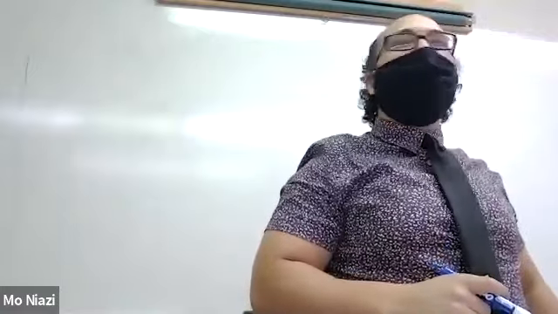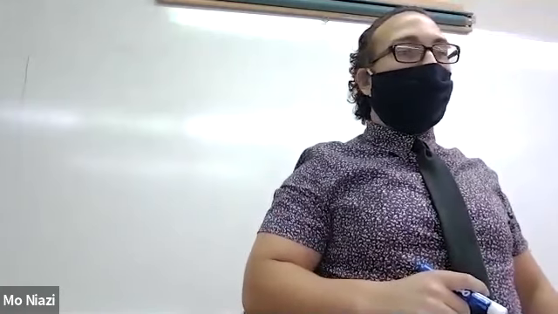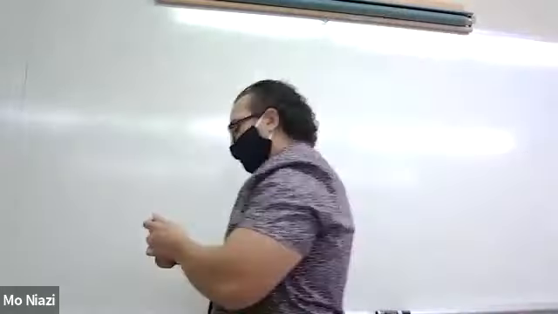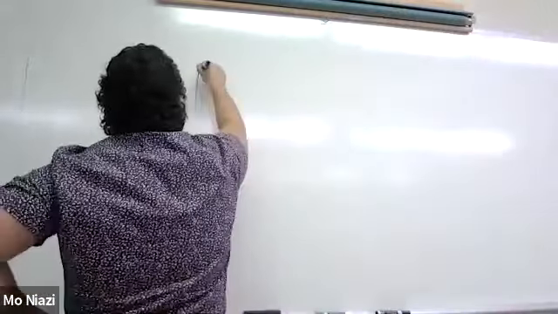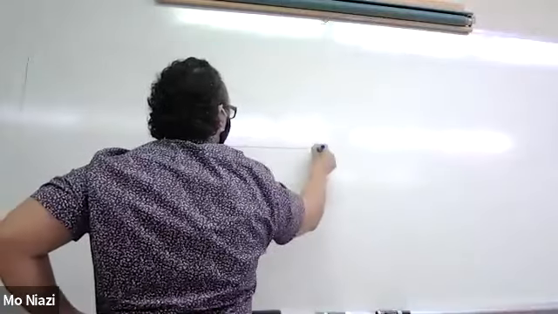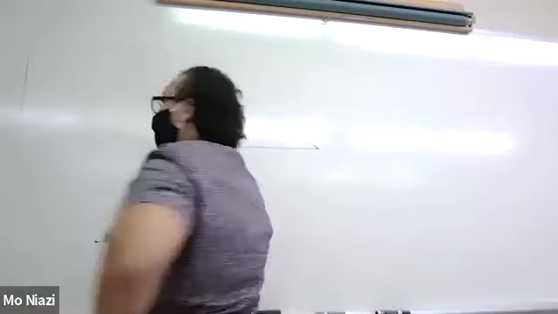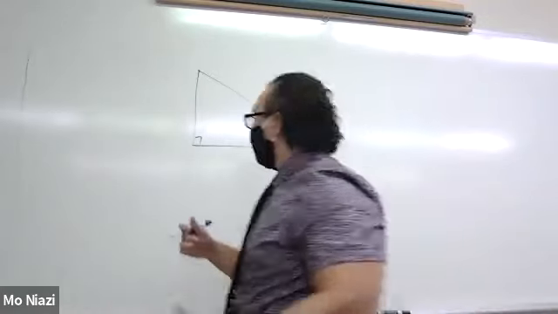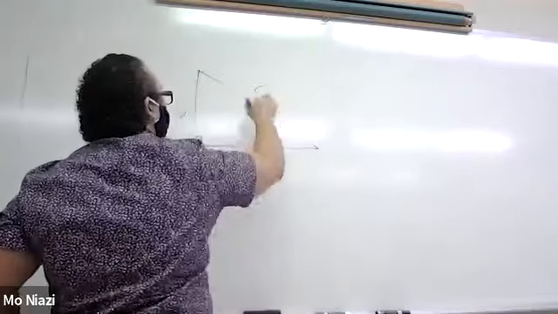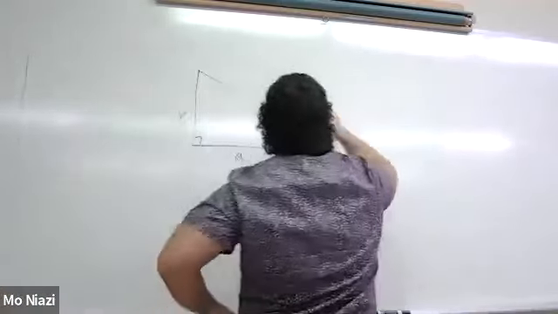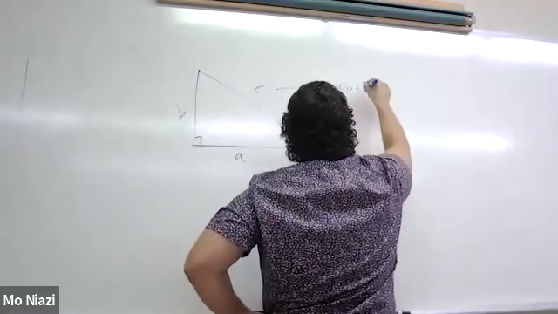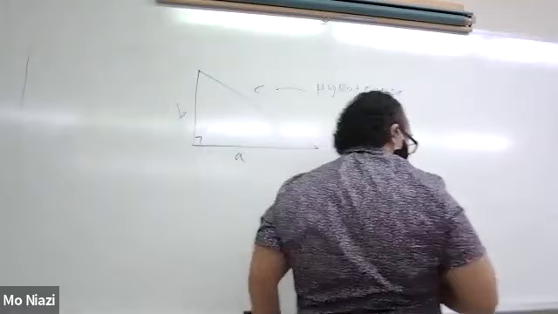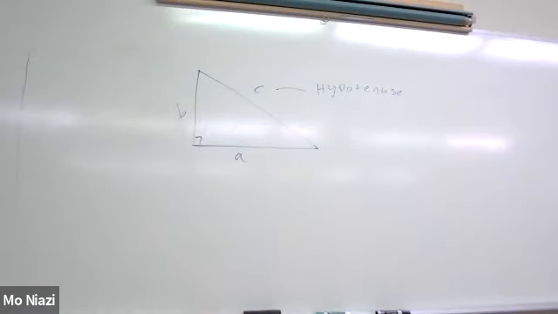Who here could tell me what the Pythagorean theorem is? And what does it relate to? Oh yeah, that's right, a right triangle. There's an A leg, a B leg, and a C leg. Who knows what this long leg is called? Hypotenuse. Very good.